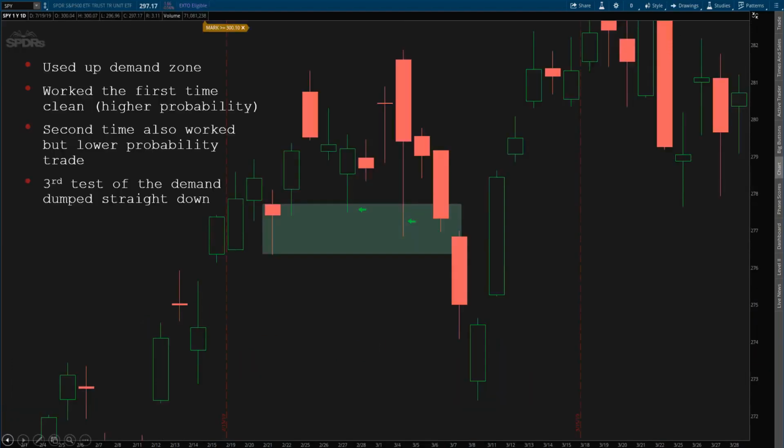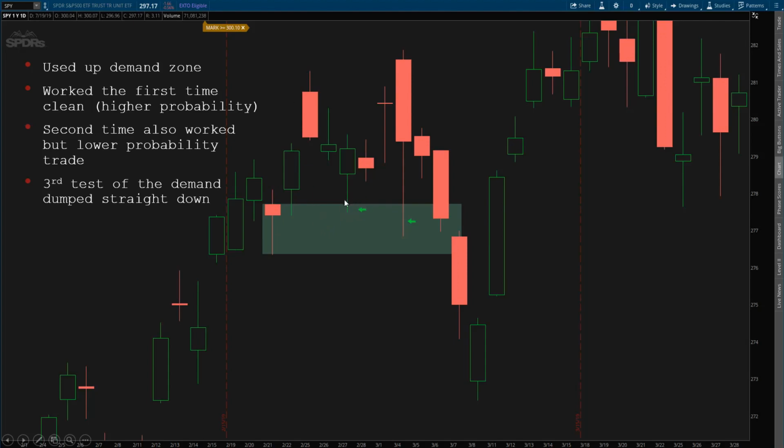So here's an example of a used up zone, because I know some of you guys are going to be confused with used up versus fresh zones. Here's a demand zone. We have a move to the downside, and a strong move to the upside. So we look for this basing candle here. We find a nice basing candle, top of the body to the bottom of the wick, qualifies as a demand zone, right?